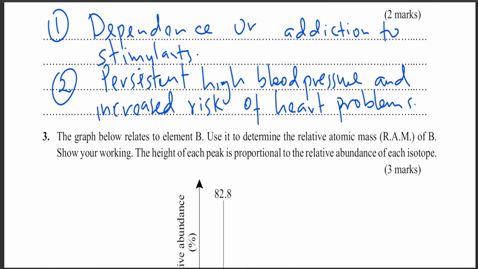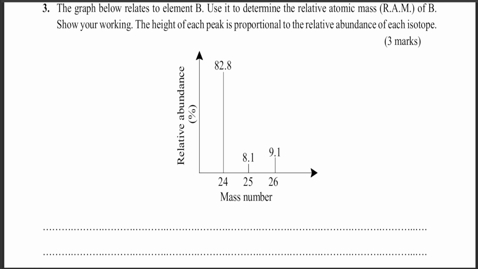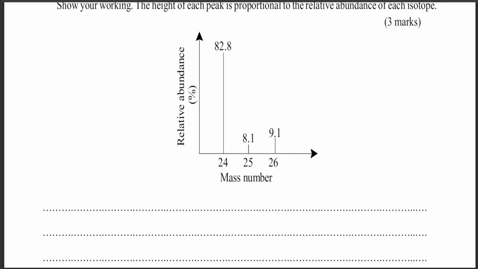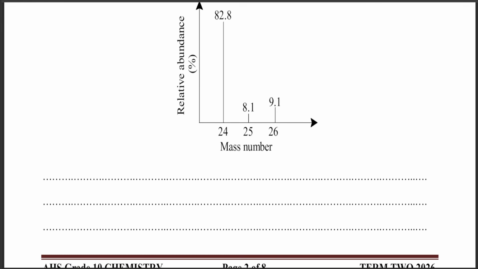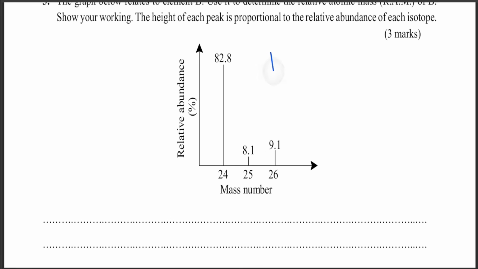So yeah, question 3. Now we have a graph below that relates to element B. You've been told to use it to determine the relative atomic mass of B. Show your working. The height of each peak is proportional to the relative abundance of each isotope. Okay, so what we know from the formula itself, you take the relative atomic mass.